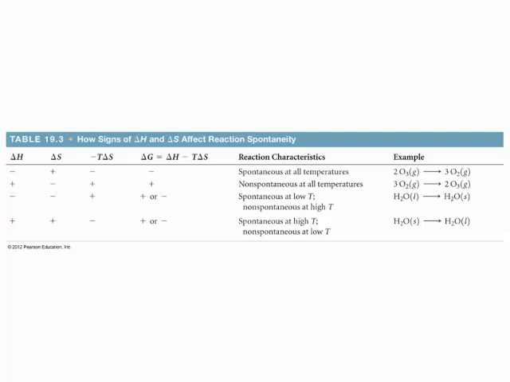If you have a delta H that's positive, meaning it's endothermic, you have to put energy in, and your entropy is negative, which means that your particles are becoming less random, then your delta G is positive all the time, which means that it'll always be non-spontaneous. It doesn't want to happen, so it requires outside influences to do that.